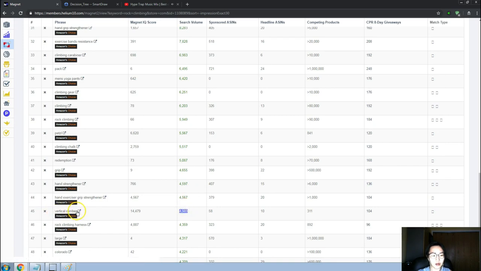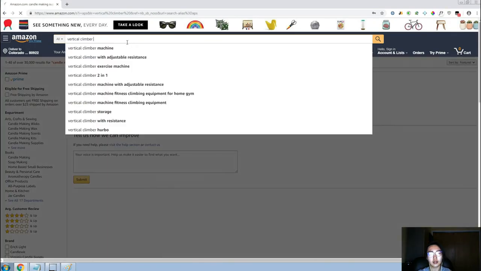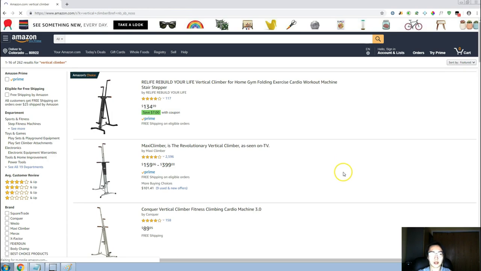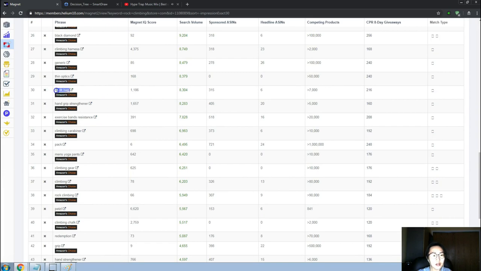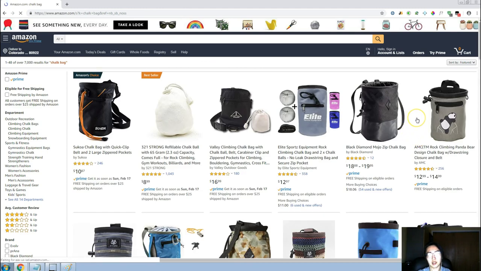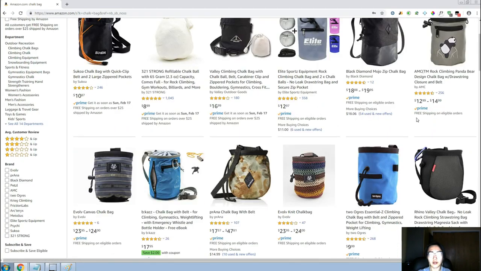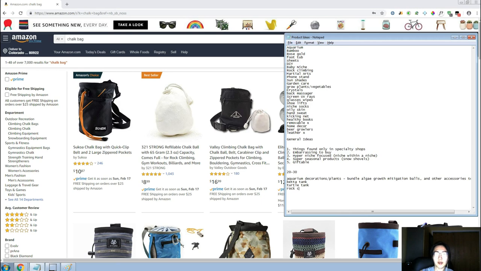It's a vertical climber. This might be too cheap. If it was a chalk bag that was a 2-in-1 or a 3-in-1. You know what? For now, I'm just going to write down rock climbing. And in part two of my video, I'm going to show you how you can come up with product ideas for something like this, okay?